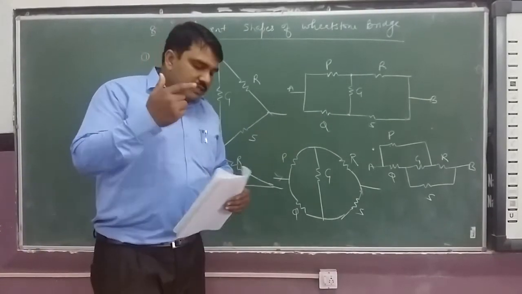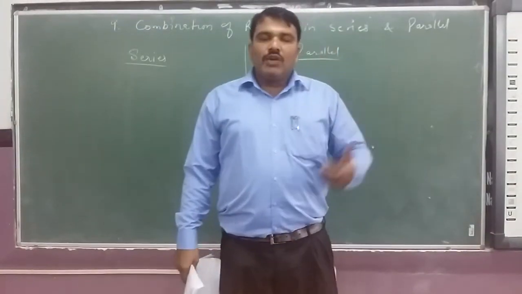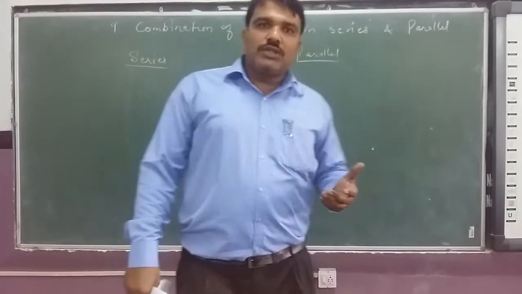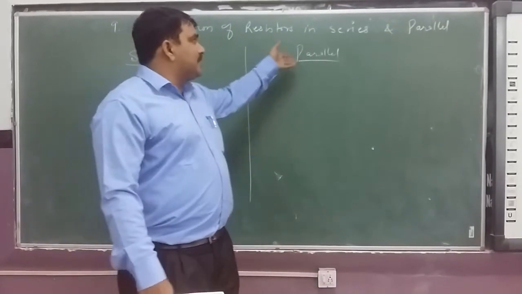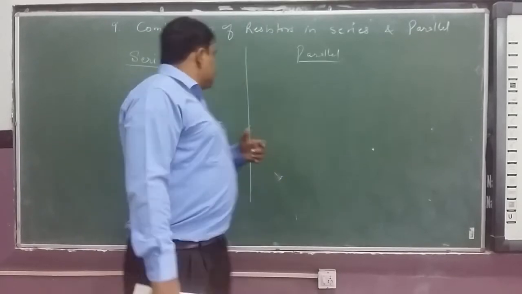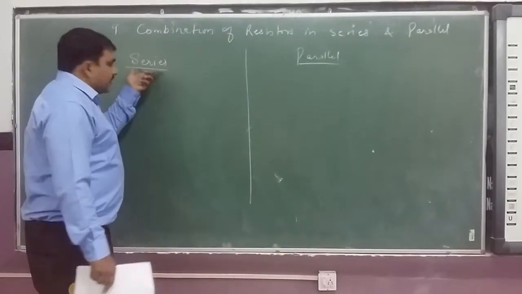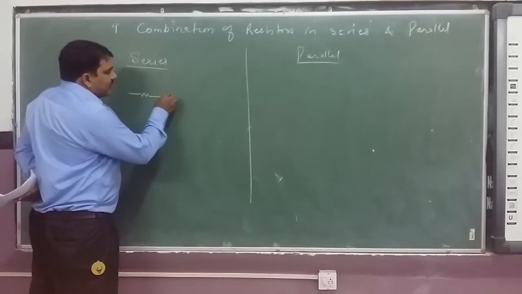Now we will see the second diagram. Hello friends, now we will learn how to draw the diagram showing the combination of resistances, basically in series and parallel. So let us learn them one by one. First we will draw the resistors in series. So suppose there are 3 resistors, resistance R1, resistance R2.